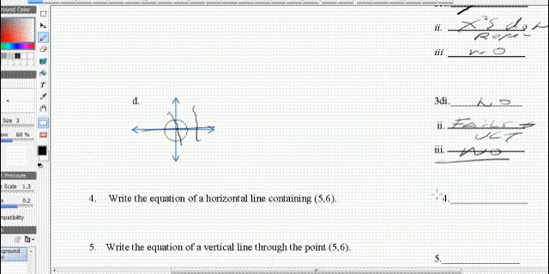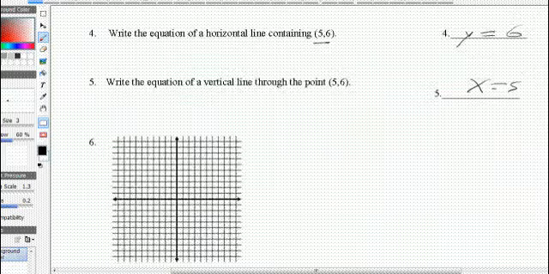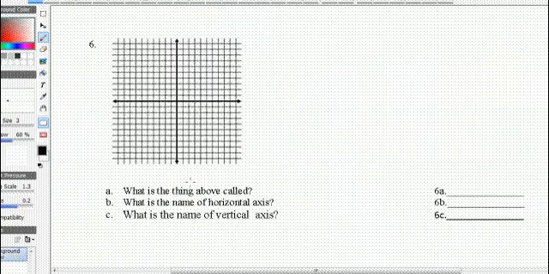Write the equation of a horizontal line. Anytime you say write the horizontal line, you know it's y equals what? 6, because 6 is the y. X equals what? 5. X equals something is vertical. What is the thing above called? We call that a rectangular Cartesian plane.